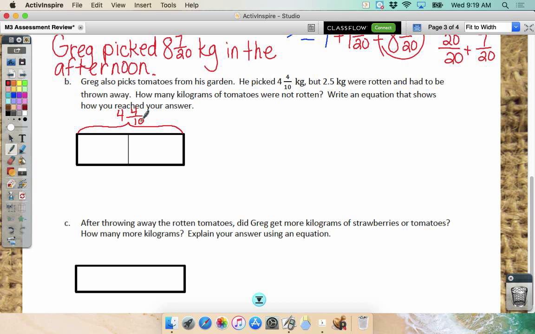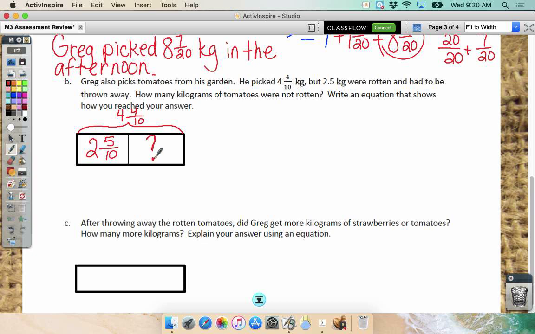So we've got some rotten ones. How much do we have? 2.5. But I need to write that as a fraction. 2 5/10. Good job. So 2.5 written as a fraction is 2 5/10. You know how to say this as a decimal, don't you? Yeah. 2 5/10. Okay.